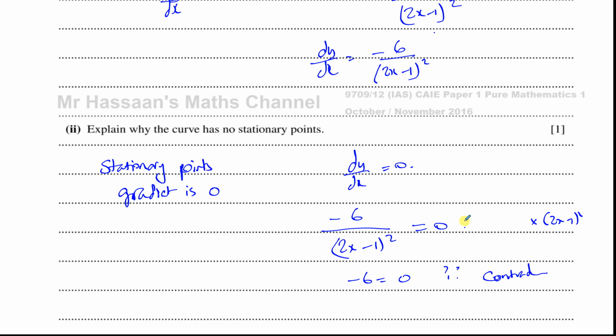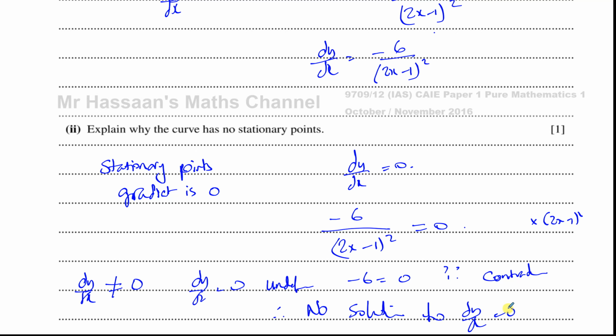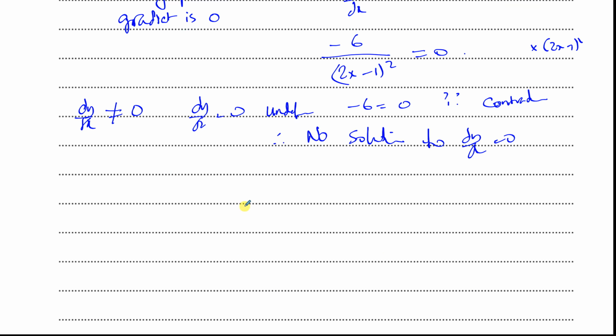So what we can say here is that dy dx cannot equal 0. When dy dx equals 0, this is undefined. Therefore we can say that there is no solution to dy dx equals 0, which means no stationary points. As there's no solution to dy dx equals 0, there are no stationary points. There can be no stationary points because you cannot solve this equation.